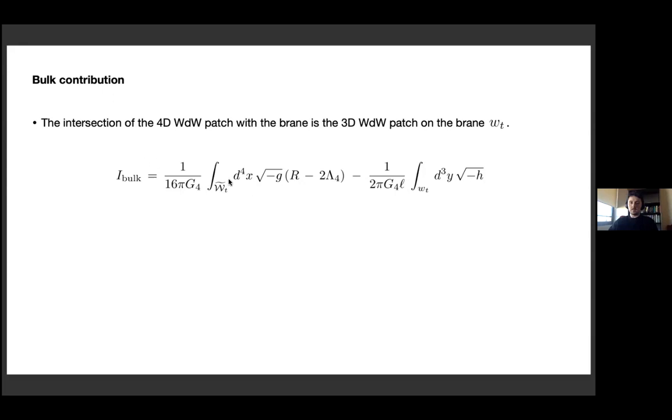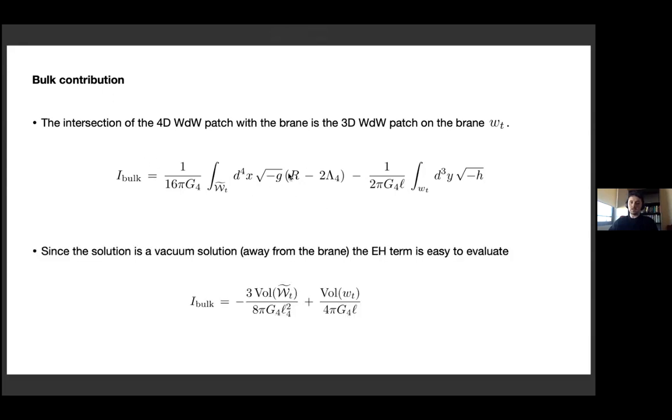And these terms are easy to compute because the solution is locally a vacuum solution, and therefore the first term is proportional to the volume of the 4D Wheeler-DeWitt patch, whereas the second term is proportional to the volume of the 3D Wheeler-DeWitt patch. And the volume of these space-time regions is easy to compute.